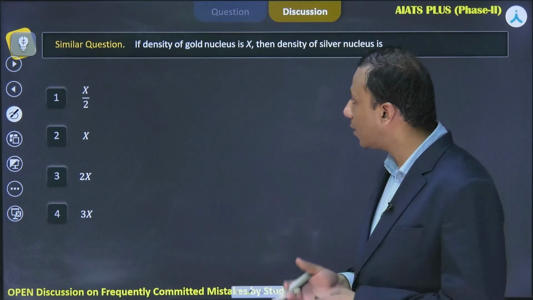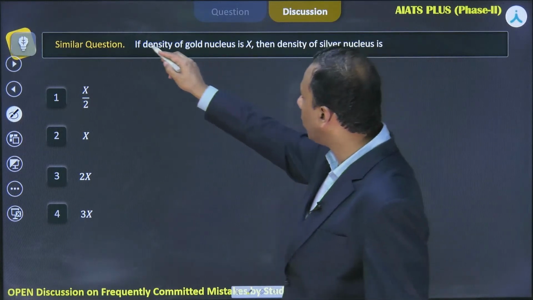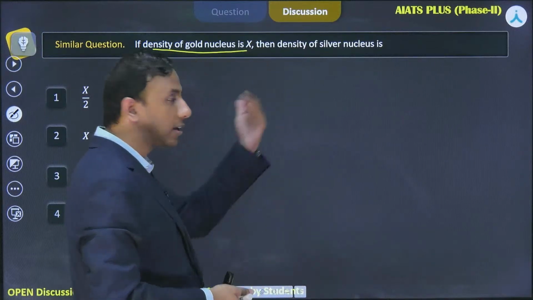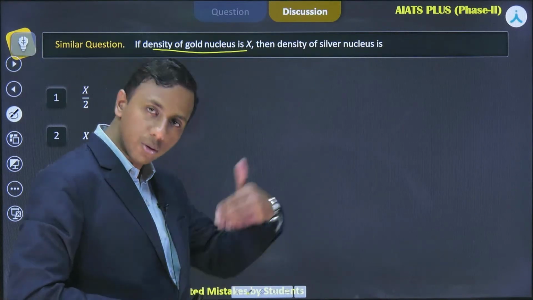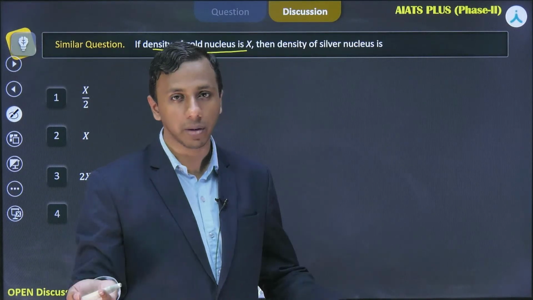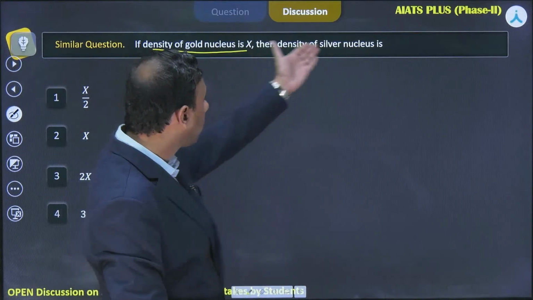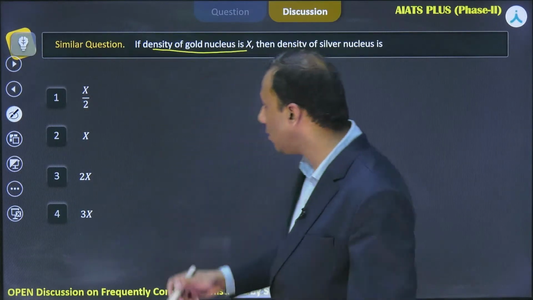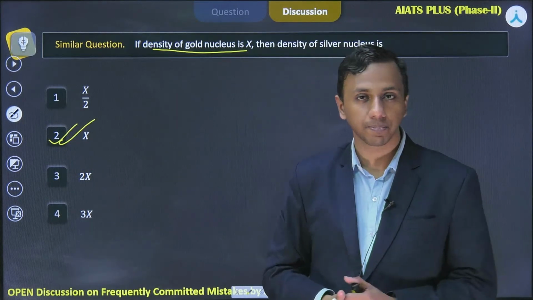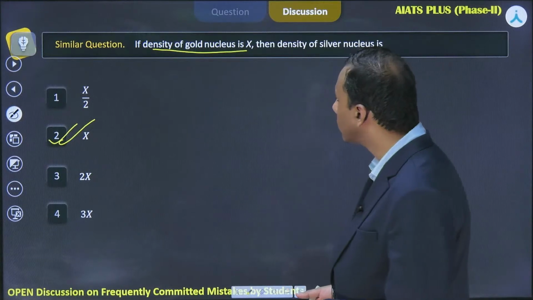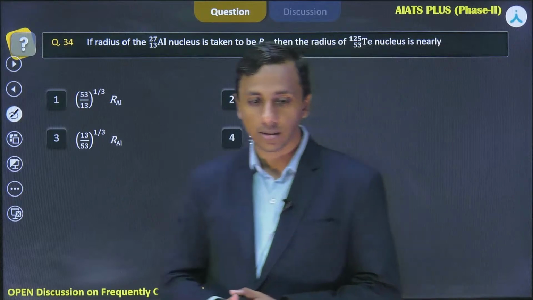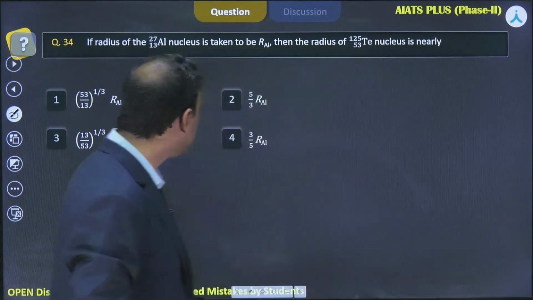Very simple, this one. Let's do a similar one. See this one. Density of gold nucleus is given. And what are they asking? Find the density of silver nucleus. So the nucleus has changed, and the mass number has also changed, but the density will remain the same. So the density of silver nucleus would be nothing but x only, because this one's density is x. It's very simple. Now see this question. This question is a little different. See over here.